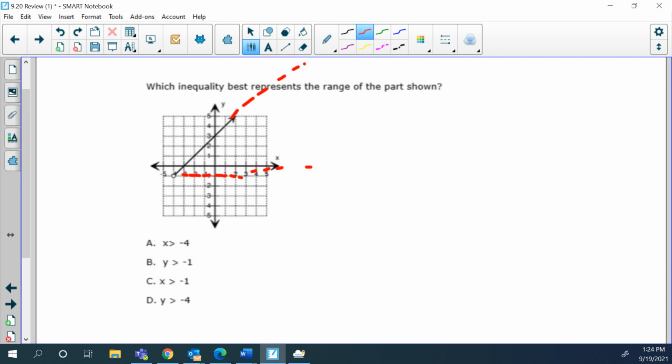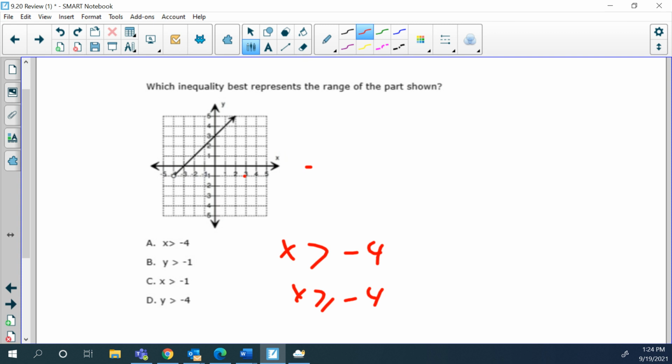It's an open circle, so all my x values are greater than negative 4. So the answer is A. Now, if this was a closed circle, then I would have x greater than or equal to negative 4.